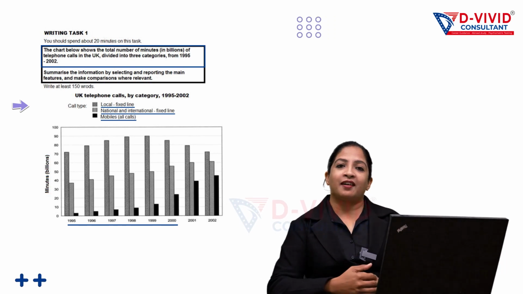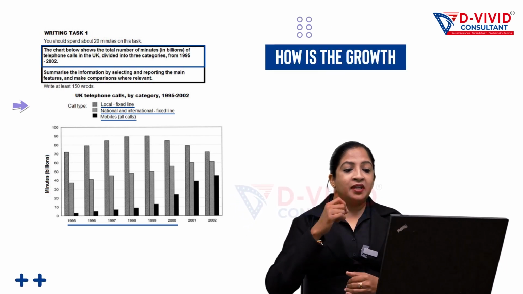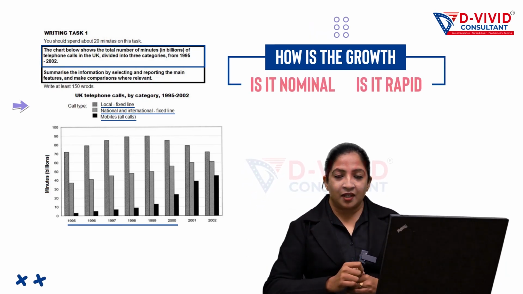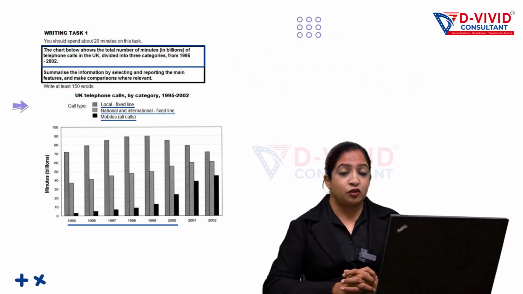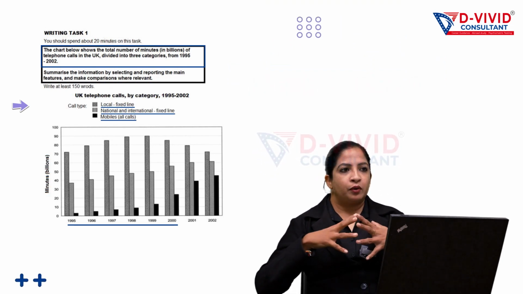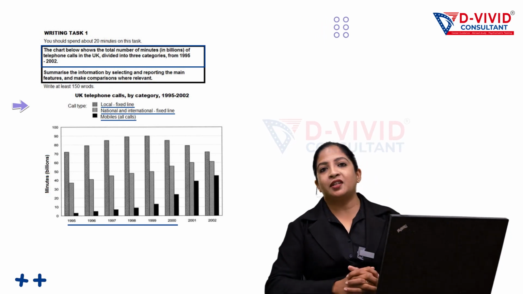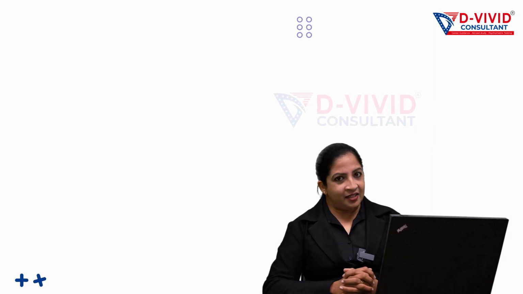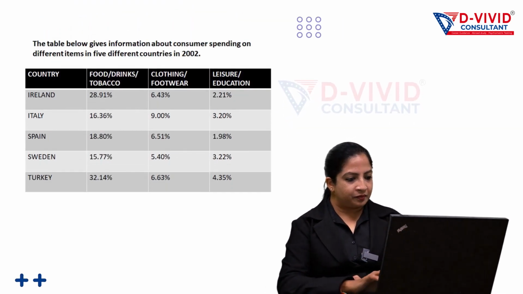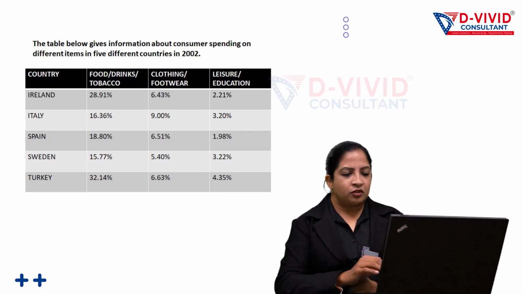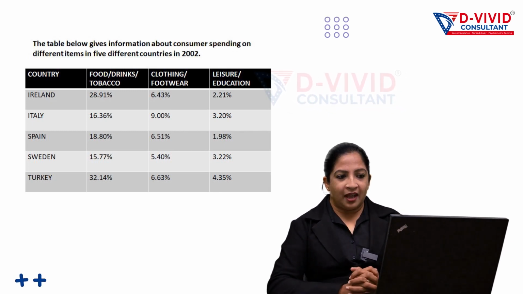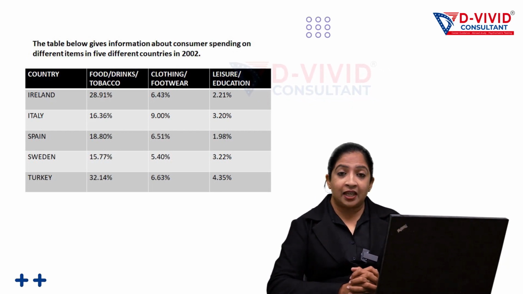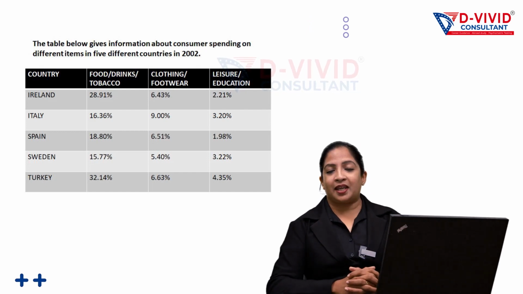The intensifier, guys. How is the growth? Is it nominal or is it rapid? These kinds of intensifiers will help you to make space for using vocabulary even in content like this. Okay, let us see a table. Here you go. This is a table, and I would like you guys to observe the table, give it a minute and think about how you are going to explain the data.